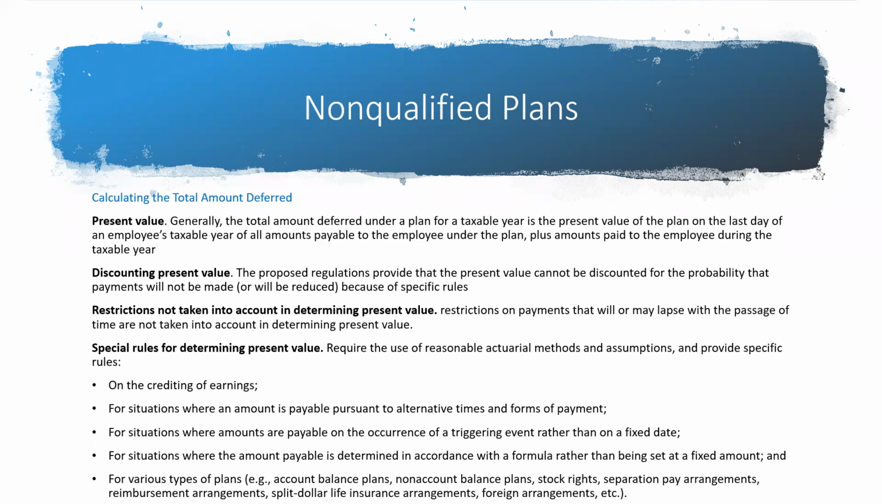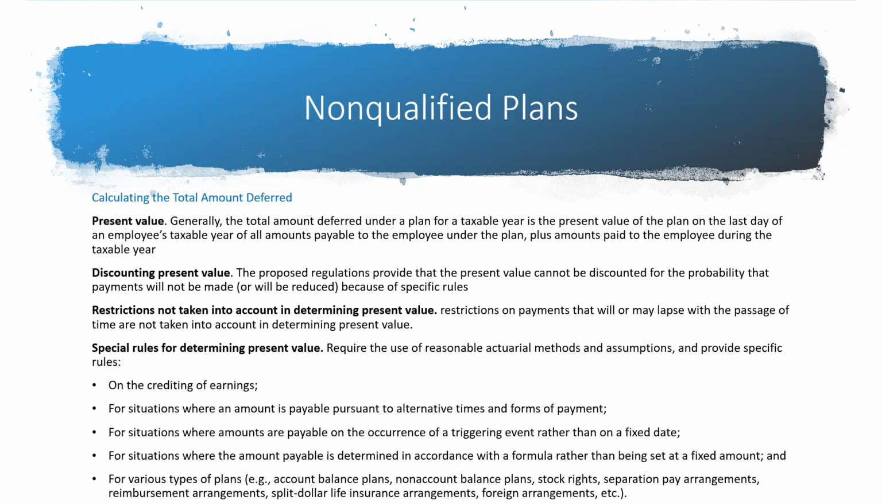So the present value method: proposed regulations provide that the total amount deferred under a plan for a taxable year is the present value of the plan on the last day of an employee's taxable year of all amounts payable to the employee under that plan, plus amounts paid to the employee during that taxable year.